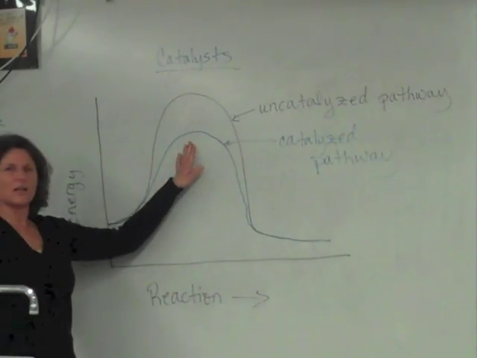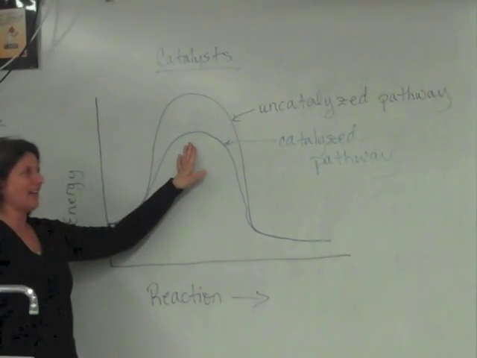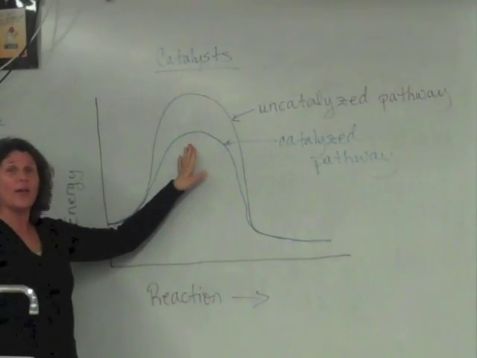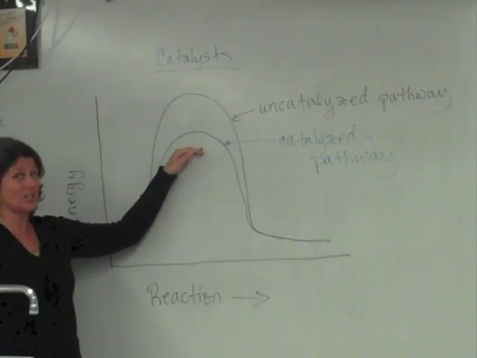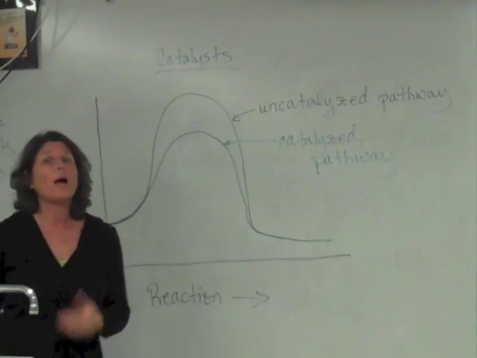What does a catalyst do to the activation energy? A catalyst lowers the activation energy. So that means that a catalyst will do what to the rate of a reaction? If we have a lower activation energy, what is it going to do to the rate? It's going to increase the rate. So how do they do this?